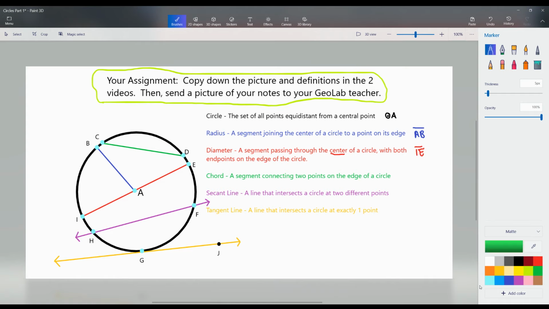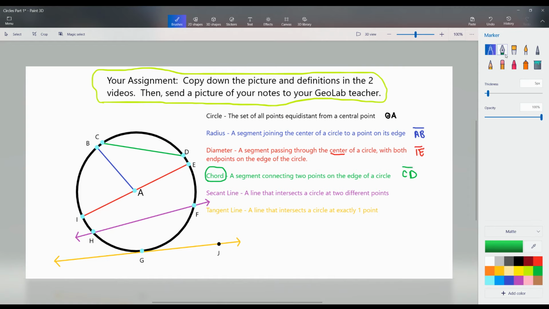The last three words in this video, though, are new to you guys in this lesson today. The first one is called a chord. Chord is the vocab word, and that's how it's spelled right there. A chord is going to be a segment that connects 2 points on the edge of a circle. So if you look in the picture, this green guy right here, CD, connects 2 points on a circle. So that is an example of a chord. A diameter actually also counts as a chord because it still connects 2 points on a circle, but a diameter has to go through the middle, has to go through the center A. Chord doesn't have to. So CD would be an example of a chord in my picture.